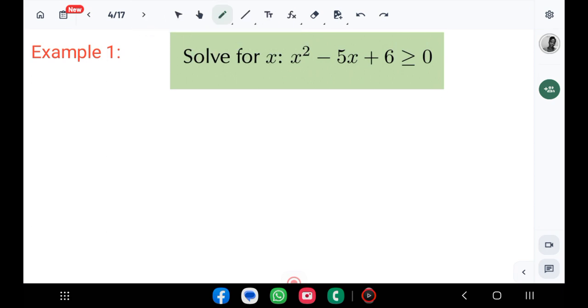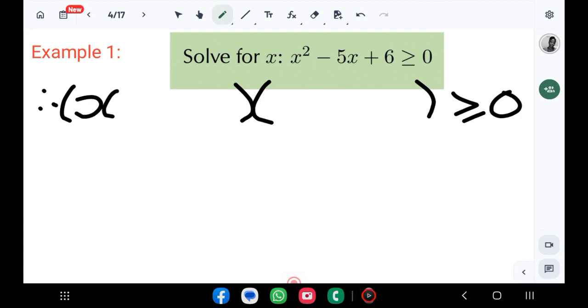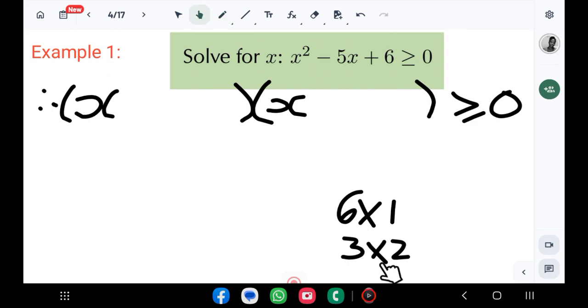Let's factorize. So we factorize into 2 sets of brackets. Notice how my inequality is still intact. Nothing has changed. Okay, the factors for 6 are 6 and 1, 3 and 2. The ones that will be the most applicable here are 3 and 2, because when you multiply them together, they should give you 6, and when you add them together, they should give you 5. Right.